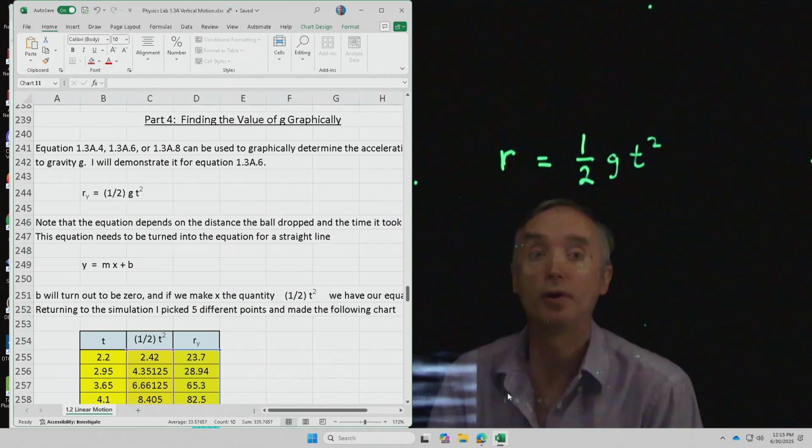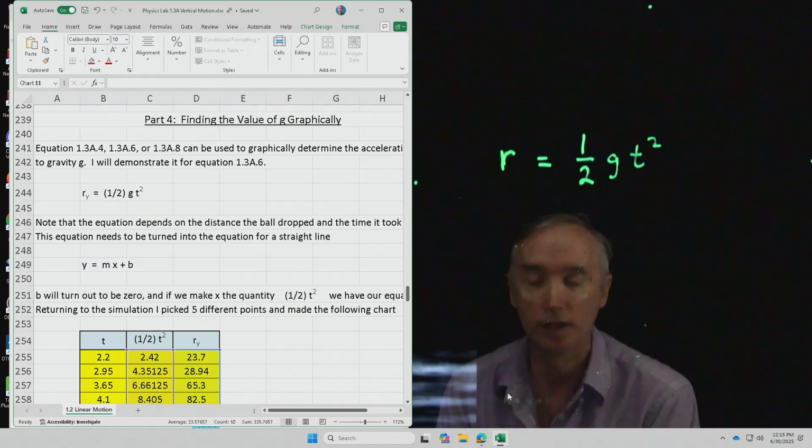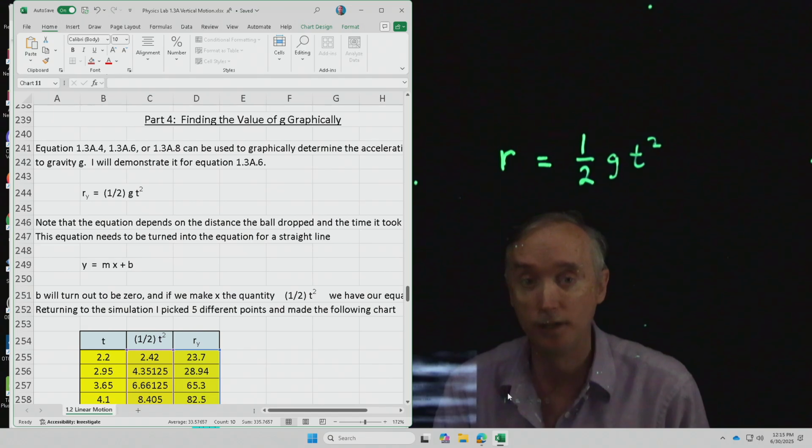Okay, now we're going to do part 4, which is finding the value of the acceleration due to gravity graphically. And we can do this using any of the equations of motion. So we've got the how fast equation, we've got the how far equation, and then the hybrid equation. So all three of these can be used to figure out what is the acceleration due to gravity.